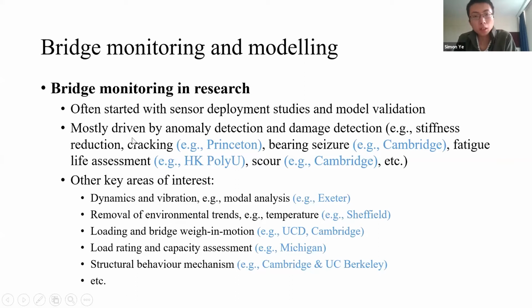In terms of health monitoring, the research is mostly driven by anomaly detection and damage detection. Anomaly detection is basically, from the data itself, we establish a normal behavior, which we call the performance baseline, and any subsequent deviations from that performance baseline, we can flag as an anomaly. So that's anomaly detection. It's more of a data-driven approach. And damage detection builds on that to look at what's behind that anomaly, and is there a damage?